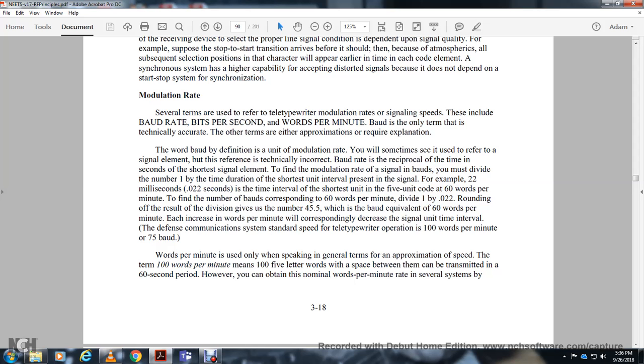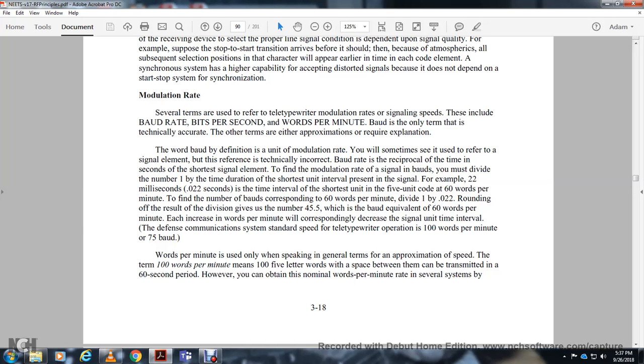For example, take a 22 millisecond time interval, the shortest unit in a 5 unit code at 60 words per minute. To find the number of bauds corresponding to 60 words per minute, divide 1 by 0.022, rounding the result, which gives 45.5 bauds, equivalent to 60 words per minute. Each increase in words per minute correspondingly decreases the unit time interval. The standard speed of teletypewriter operation is 100 words per minute, or 75 baud.